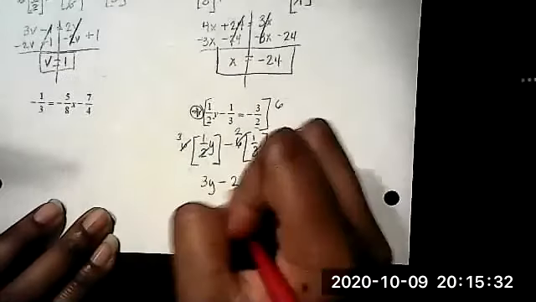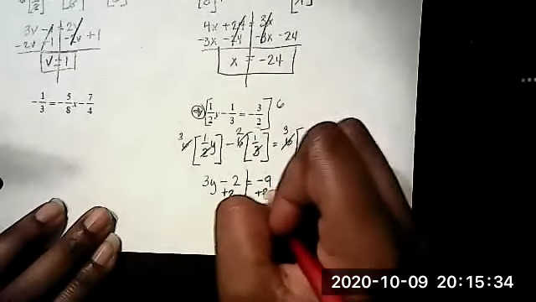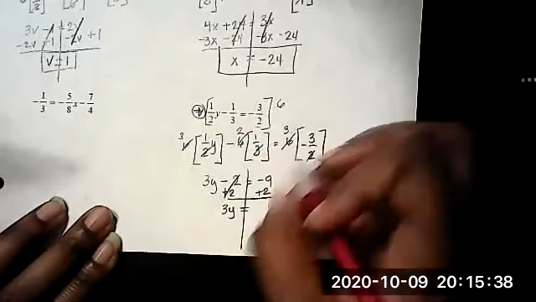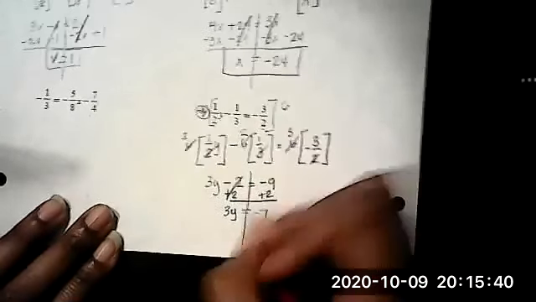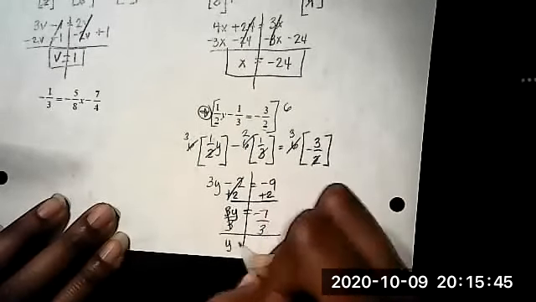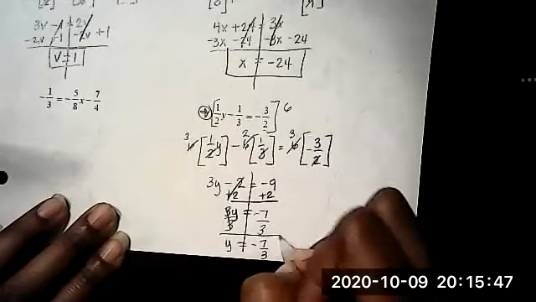Okay. Add 2 to both sides here. This becomes 3y equals -7, divided by 3. You do not have to have a pretty number. So y equals -7 over 3. That's fine.